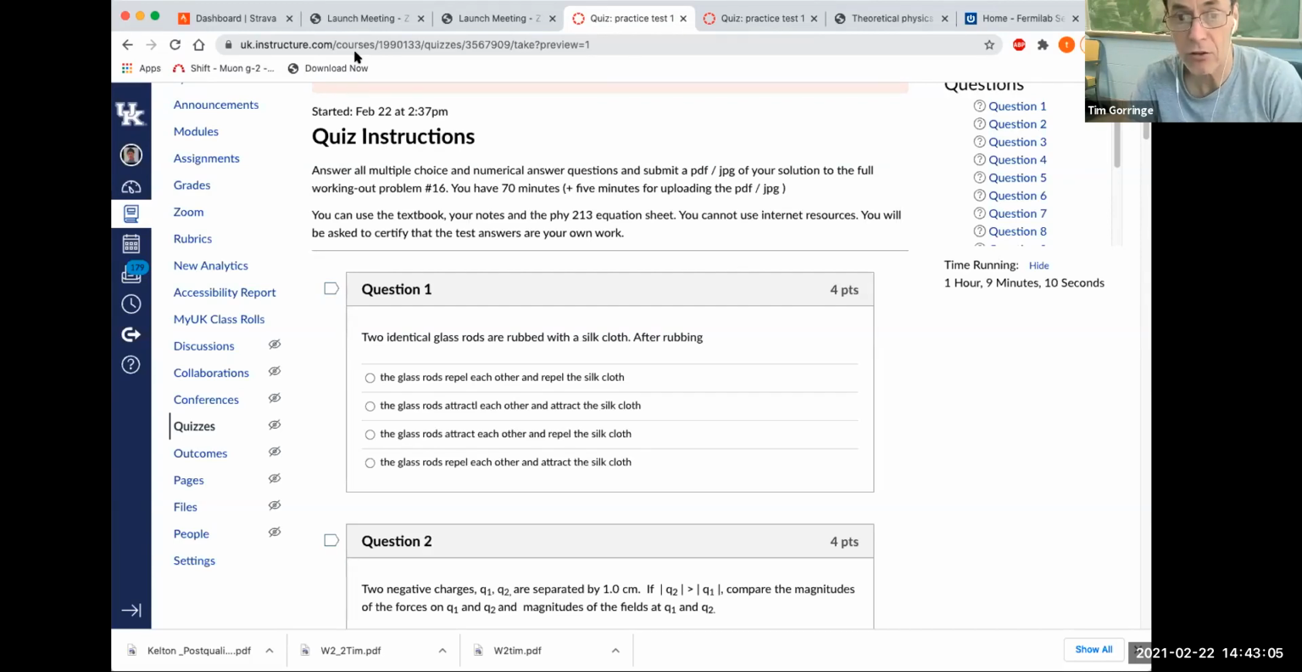That means that the 2 glass rods, because they're like charges, they're both positive, they repel one another. Whereas the glass rods will attract the silk cloth because they're oppositely charged. So glass and silk will attract, glass and glass will repel.